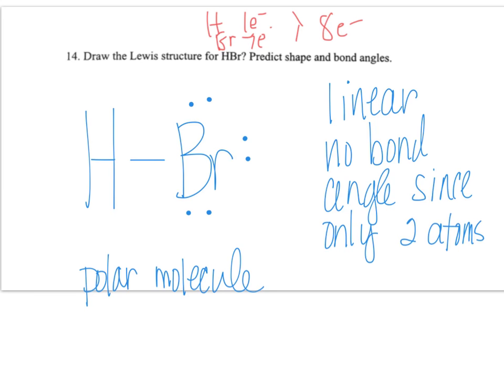All right, so here's the structure for HBr. We would expect there to be 8 valence electrons, and so when we draw it, we see that there are 2, 4, 6, 8 all the way around. Because there's only two things, it would be a linear molecule. Anytime there's only two atoms bonded to each other, there's not going to be a central atom, and so it's going to be linear. There is no bond angle since it is only two.